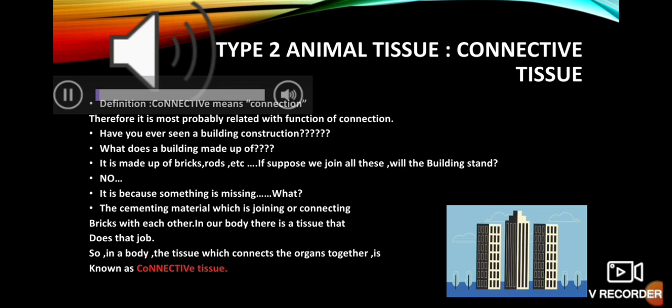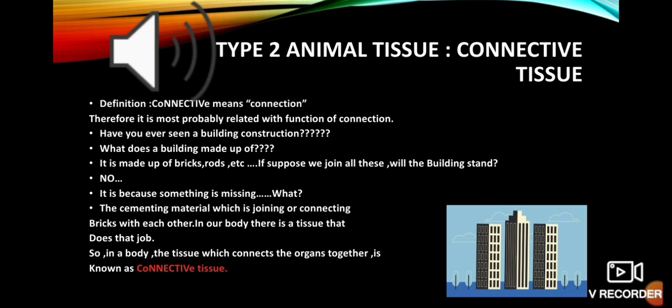Let me relate the second type of animal tissue with the construction of a building. You might have gone to a construction site. You might know what things are used for the construction of a building. It might be bricks, it might be iron rod, it might be water, it might be cement, it might be some other substances.